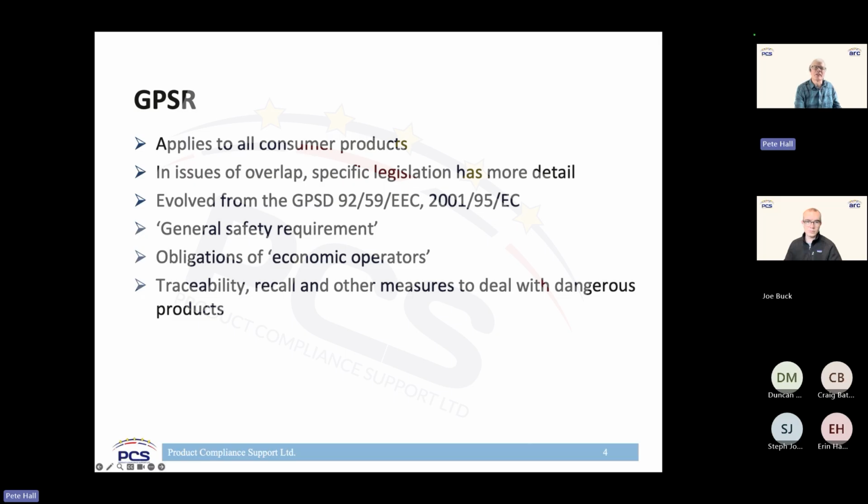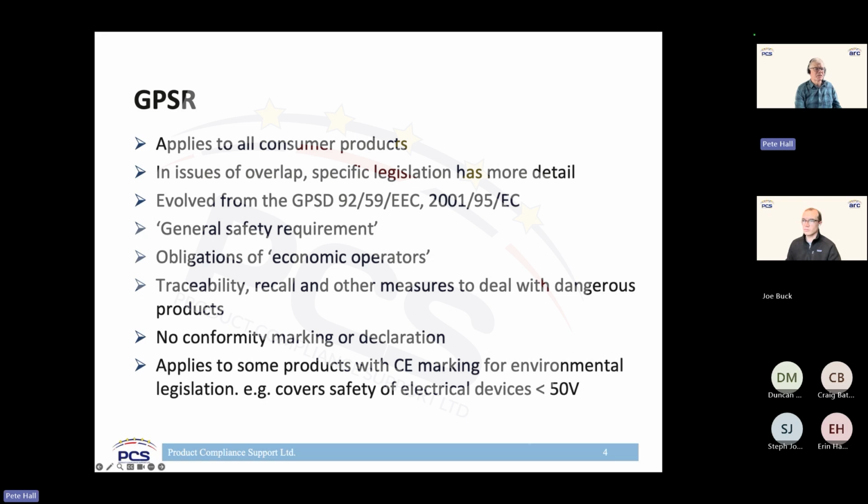So the old regulations didn't say much about traceability. They required some identification of the product for traceability, but they didn't say how that should be used in much detail. The new GPSR has much more detail on what you have to do about traceability. It doesn't have a conformity marking or a declaration of conformity, so it differs from CE marking in that respect. You just have to comply with it if you're going to sell a consumer product in the EU. You have lots of other things to do, but conformity markings and declarations aren't among them.